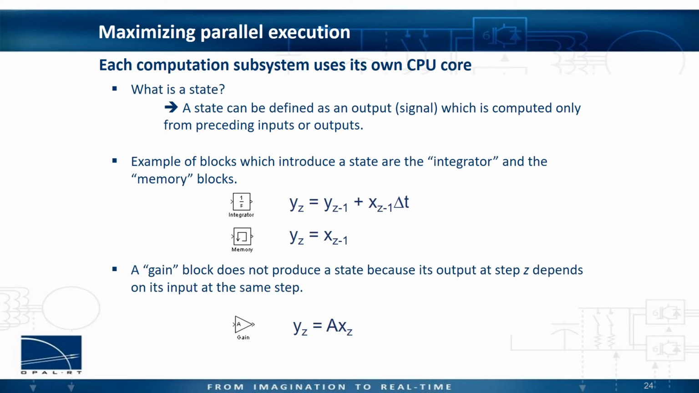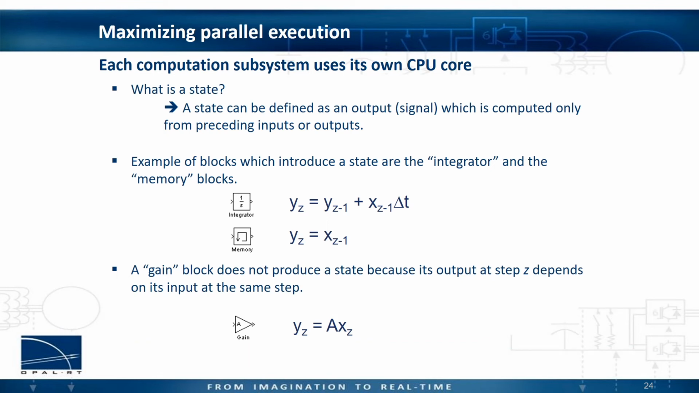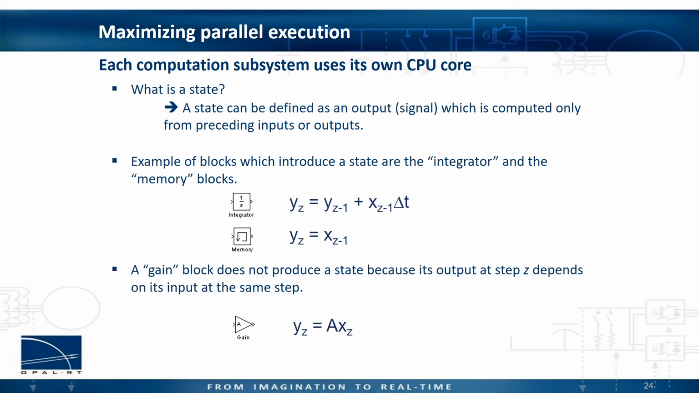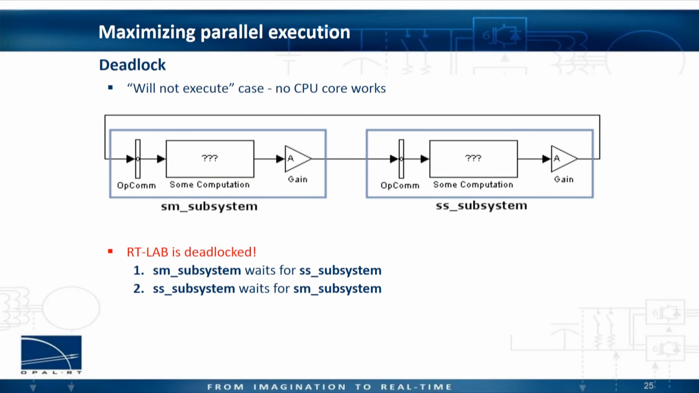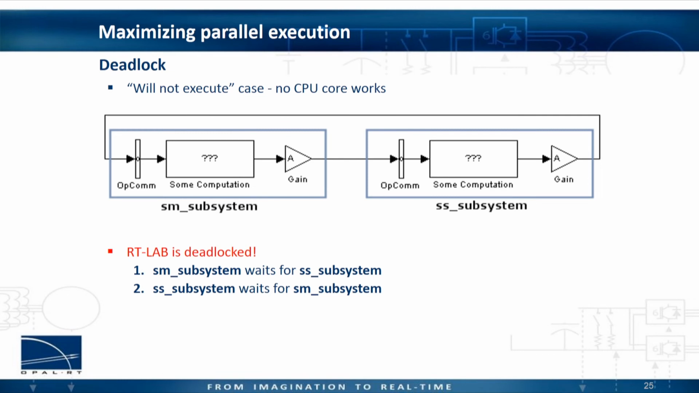But sometimes people by mistake add a gain block. Okay, if you see, the gain block basically depends upon the present input. So please do not use a gain block to establish parallel execution. You have to use a memory block or an integrator block. So where it is used, I was telling, is when we have two computation subsystems. You see, we have a master over here and a slave over here. So in this master, we have added one gain block at the sending end. Again, at the sending end inside the slave, we have added one gain.